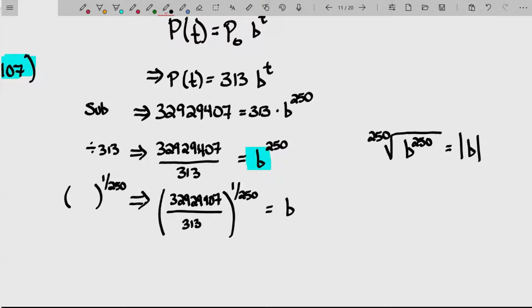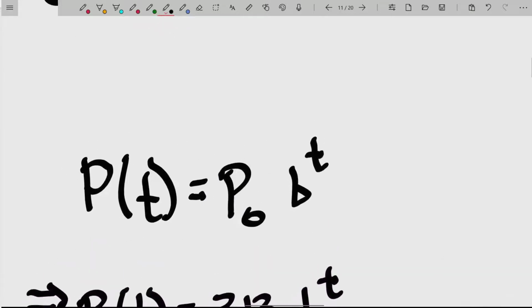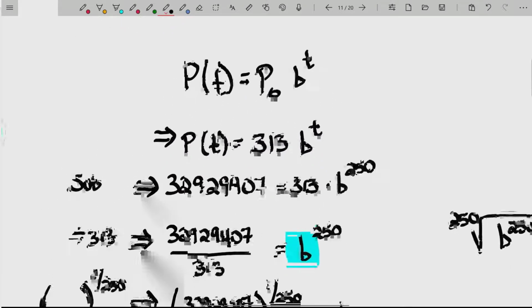If you take the even root of b raised to the same even power, then it should return the absolute value of b. That's just from our algebra prerequisite. But here's the deal. B is positive. To become the base of an exponential function, it has to be positive. So we don't have to worry about forcing an absolute value here.